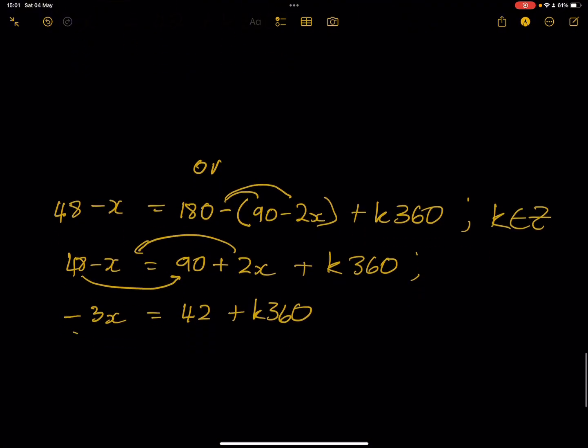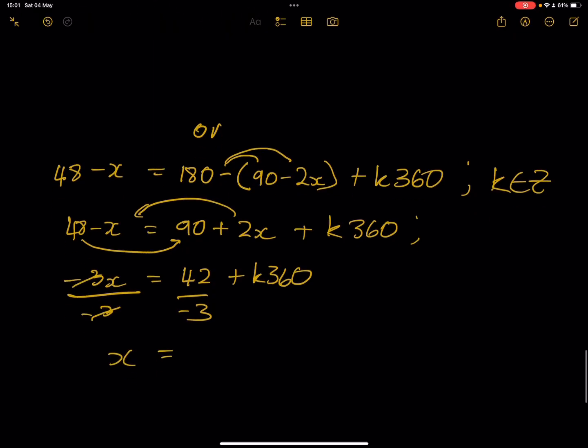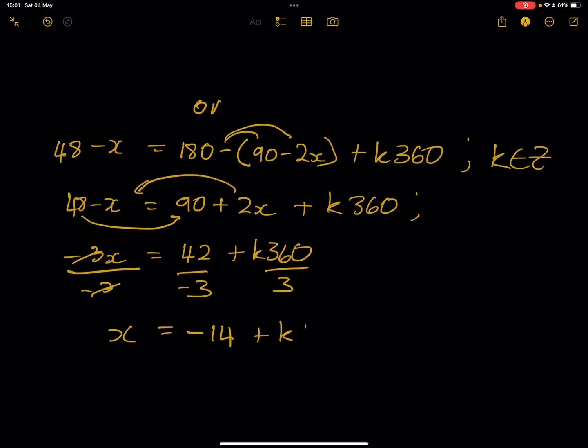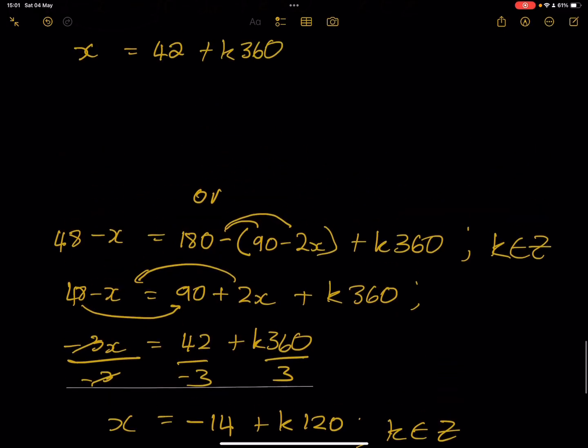And so if I divide both sides by negative 3, x would be equal to 42 divided by 3, which gives me negative 14, right? Plus, now remember, I also need to divide that by 3. So that would be k120. You don't necessarily need to change it to minus k120, but it's all the same thing. Why? Because k is an element of integers, and our integers can either be positive or negative. Right, I hope that makes sense, guys.